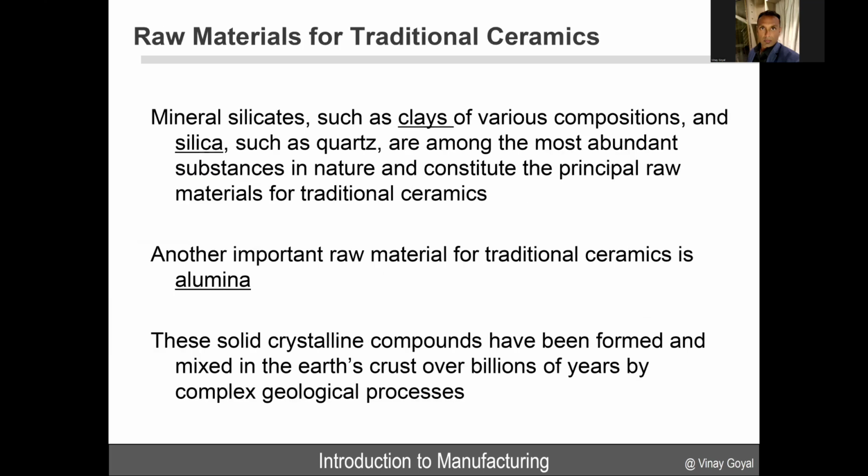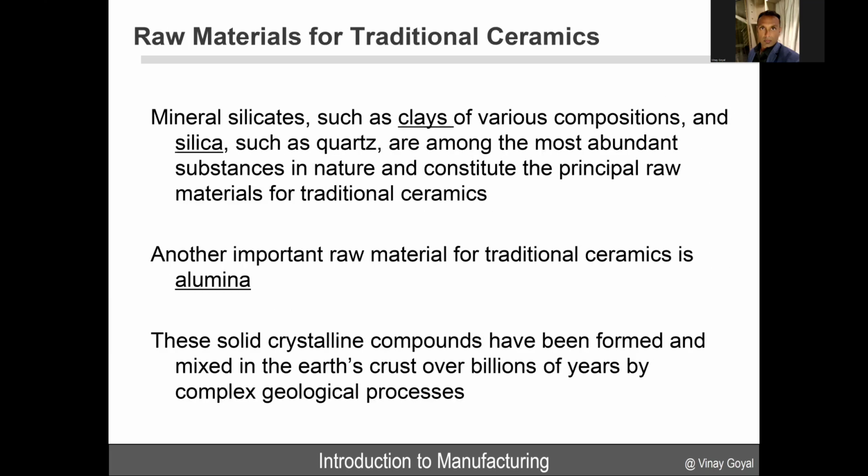Raw materials for traditional ceramics, there's quite a bit of them. Let me give you examples. Mineral silicates, such as clays of various compositions, and silica, such as quartz, you may have heard of quartz, are among the most abundant substances available in nature and constitute a principal raw material for a lot of traditional ceramics. Another raw material is alumina. These solid crystalline compounds have been formed and mixed in the earth over billions of years by complex geological processes, but offer advantages in the manufacturing of ceramic-based systems.